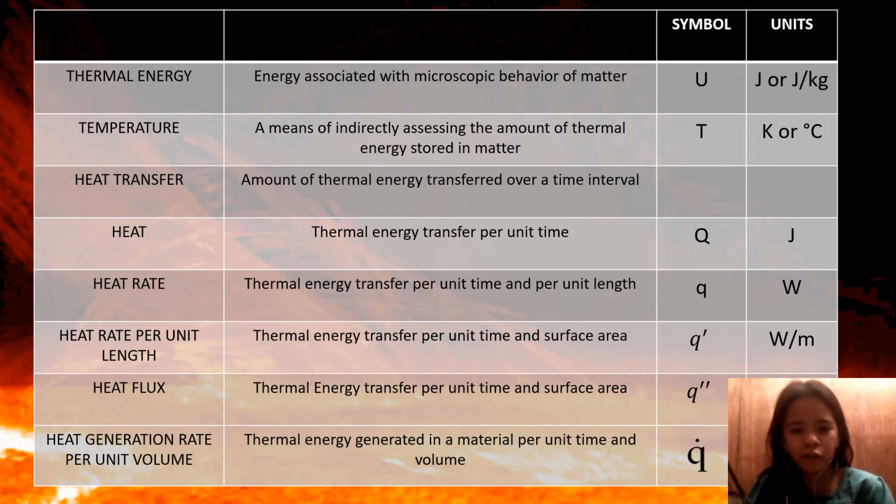Heat rate is thermal energy transfer per unit time, q, in watts. Heat rate per unit length is thermal energy transfer per unit time and length, q prime, in watts per meter. Heat flux is thermal energy transfer per unit time and surface area. Generation rate is the thermal energy generated in a material per unit time and volume.